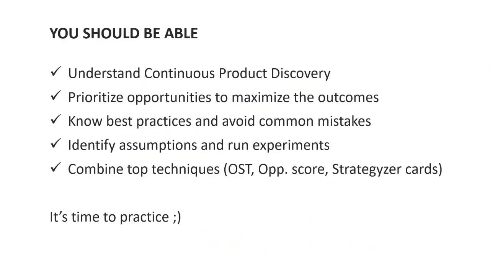I hope that now you should be able to understand what continuous product discovery is and why we need it. You should be able to prioritize opportunities and select the best problems to solve. You should know the best practices and avoid common mistakes, like asking customers what they think about the idea. The best practices are like the opportunity solution tree, using the opportunity score to prioritize opportunities, and using strategizer cards to organize knowledge about your experiments and also learnings.